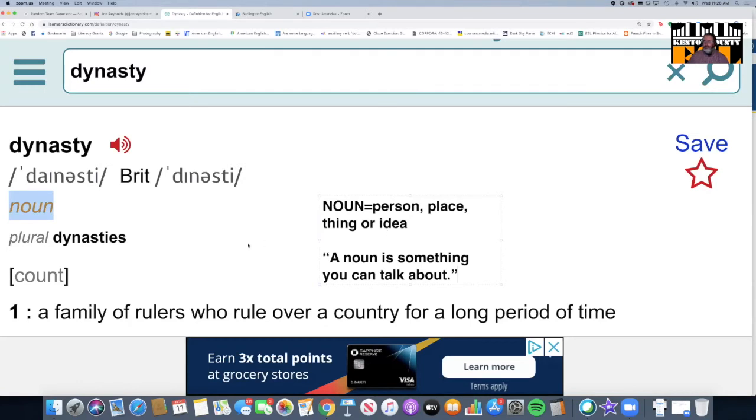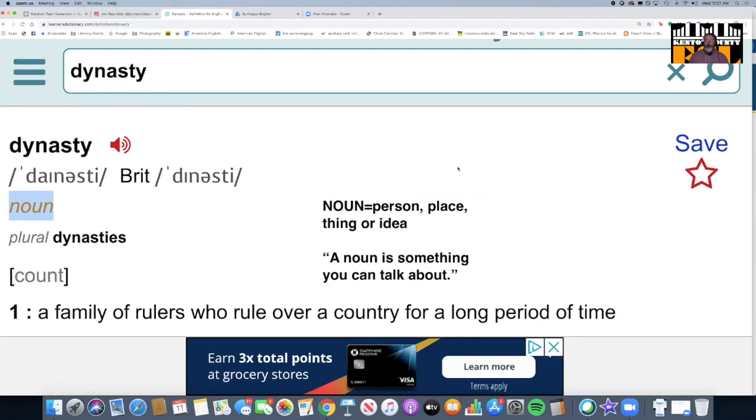So in this case, let's see what kind of noun a dynasty is. If I notice here, it says a family of rulers. So it's a family. Notice in the story, it says our dynasty. So our family. But notice it says a family of rulers who rule over a country for a long period of time. What do you think a long period of time might be? 2 years? 10 years? Maybe 100 years? Yeah, it's probably a long, long period of time.